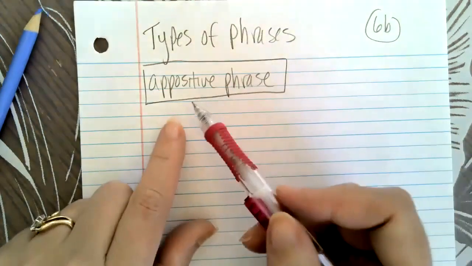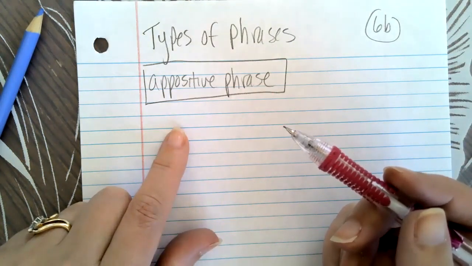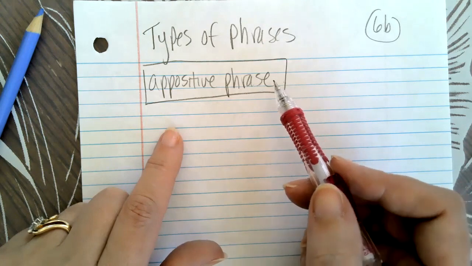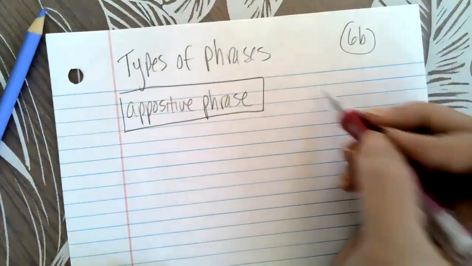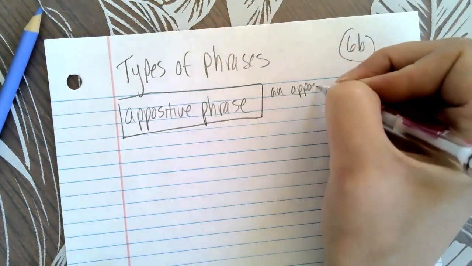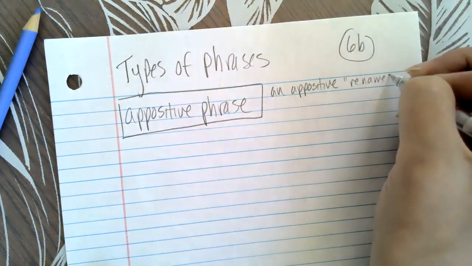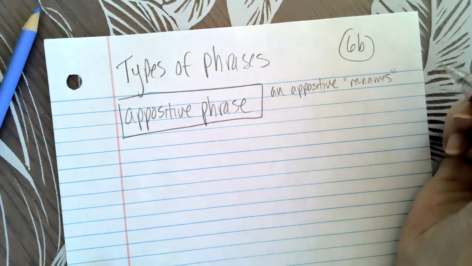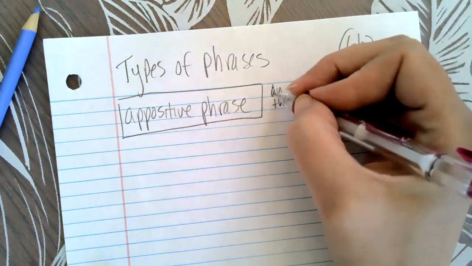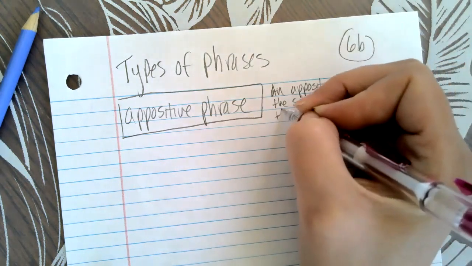Okay, appositives are these really cool words that function as renaming a subject. We can think of it like a clarifying word. So an appositive phrase would be a whole phrase that renames our subject or clarifies our subject. So that's what we're going to write over here as a definition. An appositive renames the subject. It clarifies the subject.